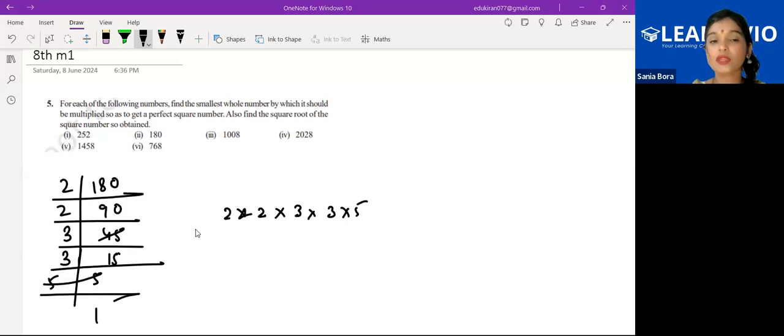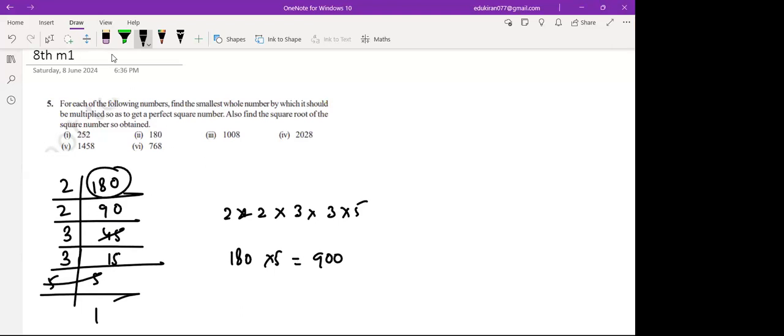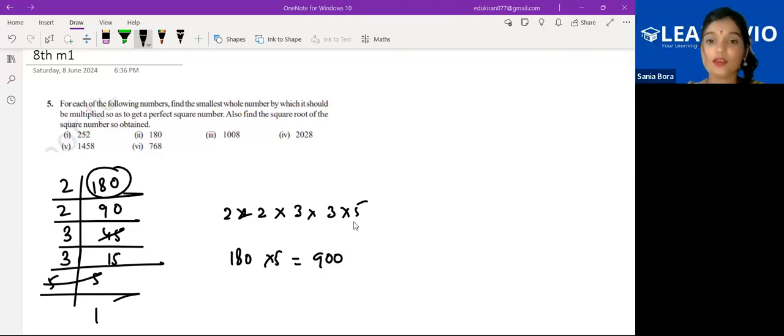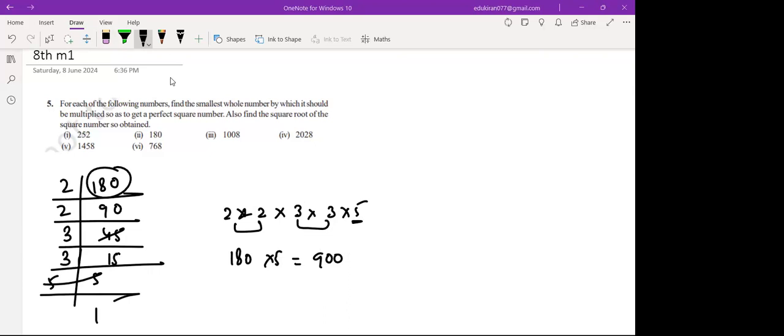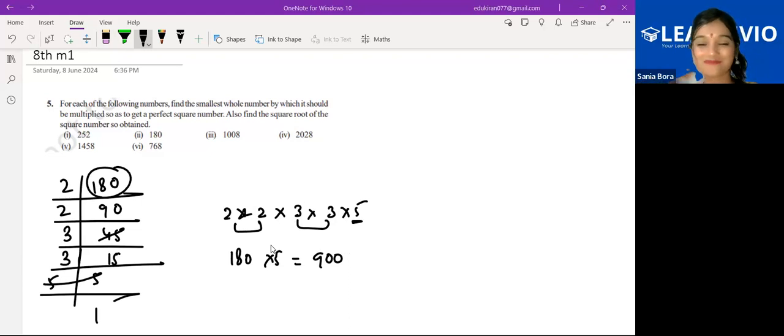So over here, you don't have a pair of 5. So that means this 180, you will be multiplying with 5. After multiplying this 180 with 5, you will get 900. You got 900? Clear? So, ma'am, if we find a number without a pair, we have to multiply the number with it? Yes. Whatever pair is missing, like for example, over here, the 2s and 3s have pairs, but 5 doesn't have any pair. So you did this. Okay, ma'am. After this, there is also a process, no? Wait. So you got 900.